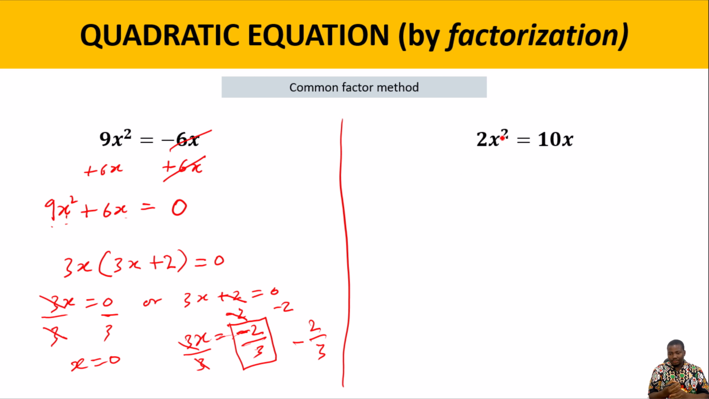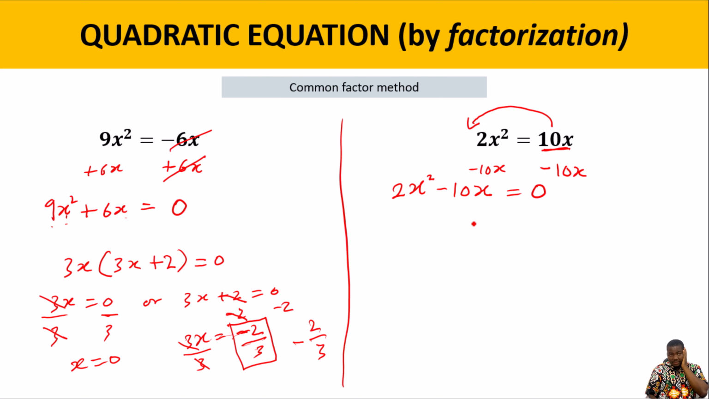Now, let's take a look at this question. We have 10x here, and we want to ensure that it moves here. For us to do that, we subtract 10x from both sides. So we have 2x squared minus 10x equals 0.